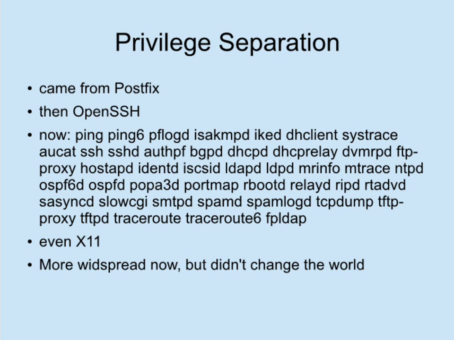OpenSSH does this. In OpenBSD, everything does it, even if there's no way that anybody can see that a program could be used to exploit the system. They use privilege separation. Even ping, traceroute, these basic programs. I don't know how someone could exploit them, but OpenBSD assumes that there's a lot of clever people out there. Privilege separation is more widespread now than it used to be. People other than OpenBSD do use it, but this one really didn't change anything in the world as a whole.